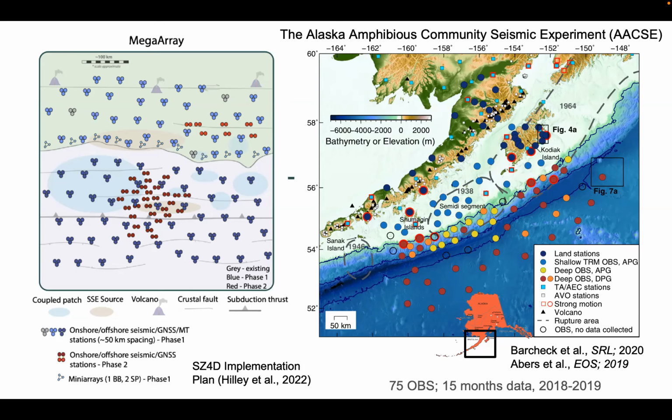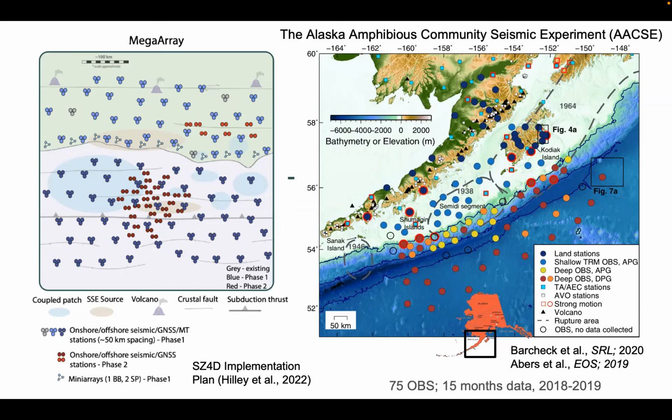But we're going to look at the best efforts of my colleagues and I to find microseismicity in the Alaska amphibious community seismic experiment. So this was an amphibious seismic deployment. This is a map on the right, and each circle is one of the seismometers that was part of this experiment. You can just ignore the colors. But you'll notice that there's a whole bunch of seismometers that are in the ocean. So there were 75 ocean bottom seismometers and a densified land network. And this seismic network recorded for about 15 months.